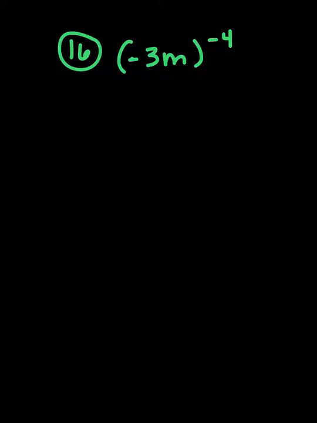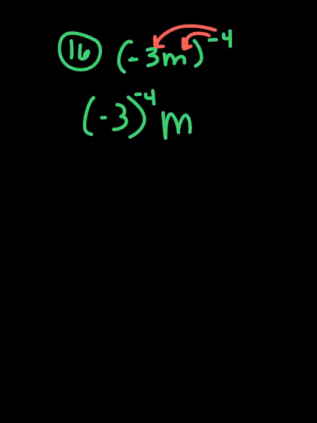In this one, I need to be "Oprah" again, so I need to give the power of -4 to the -3 and to the m, giving me (-3) to the -4 power, and m to the -4. I put the -3 in parentheses to show that it's -3 that is going to be the base.